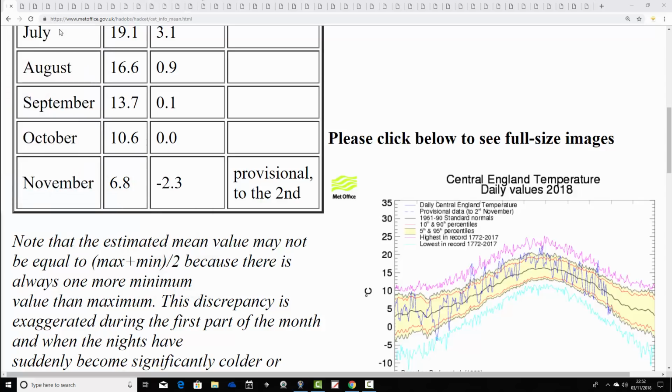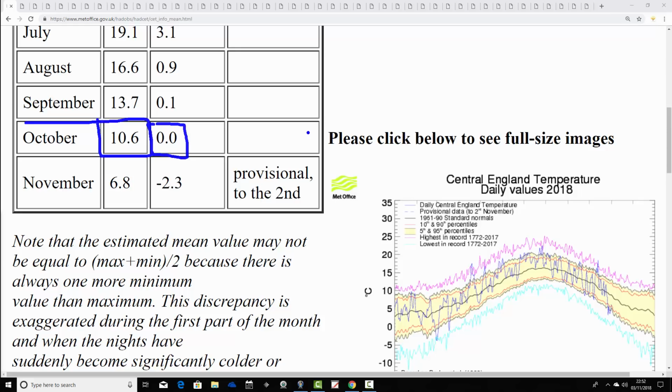So this is how the CET came out for October 2018. It hasn't done us any favours at all, really, because it came out at 10.6, which is an anomaly of 0.0, so bang on average for 1961 to 1990, and very close to average for 1981 to 2010 as well. So this makes it very difficult to look at past October CETs, so there's going to be a lot of them being an average number.